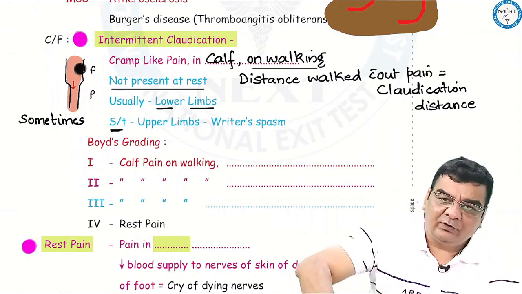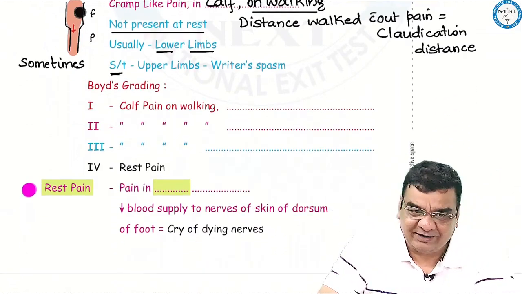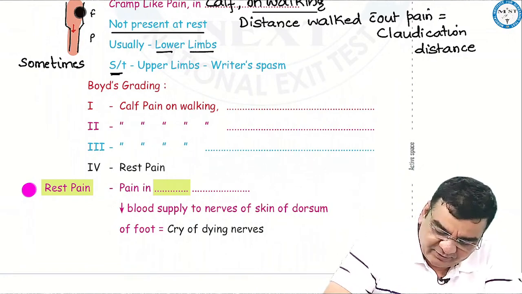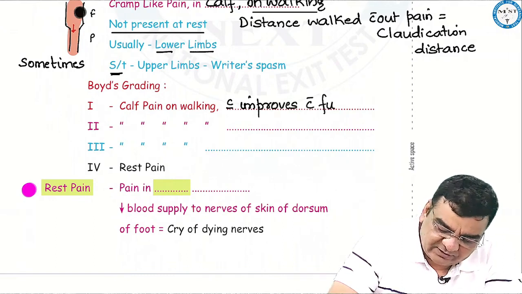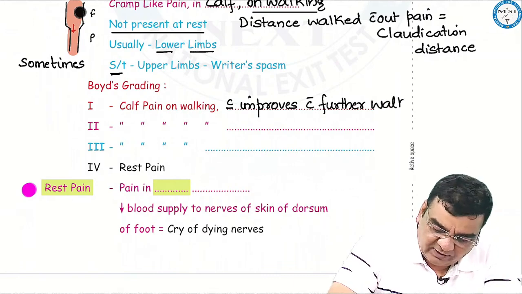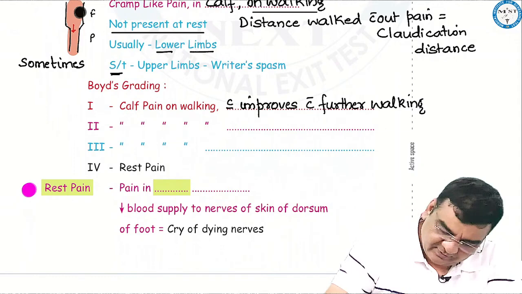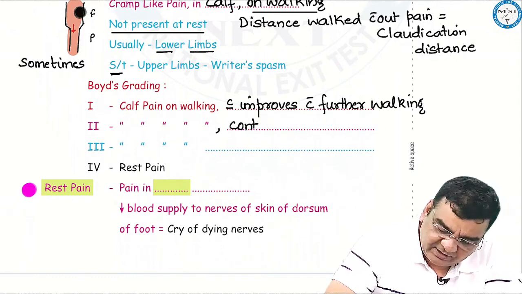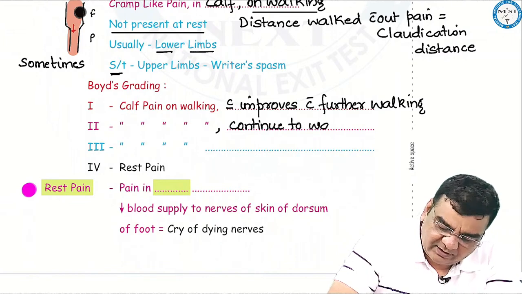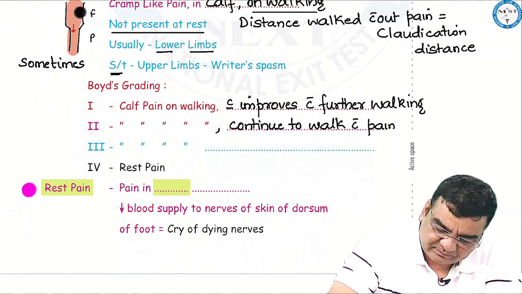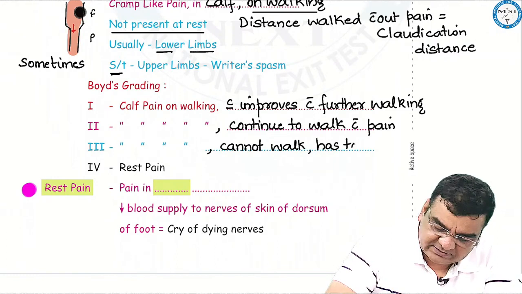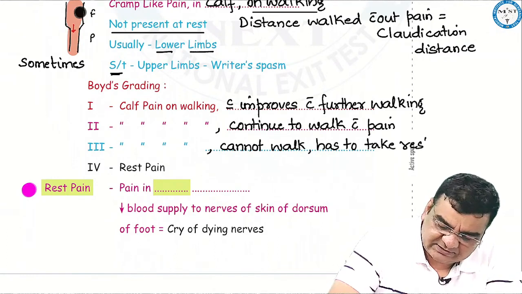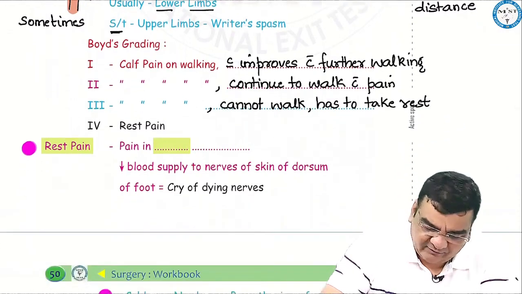Fine, beta. Now we can do a Boyd's grading here for intermittent claudication. Grade 1: calf pain on walking which improves with further walking. Then calf pain on walking, and the patient continues to walk with pain. Then calf pain on walking, now cannot walk, has to take rest. Okay? And grade 4, rest pain.